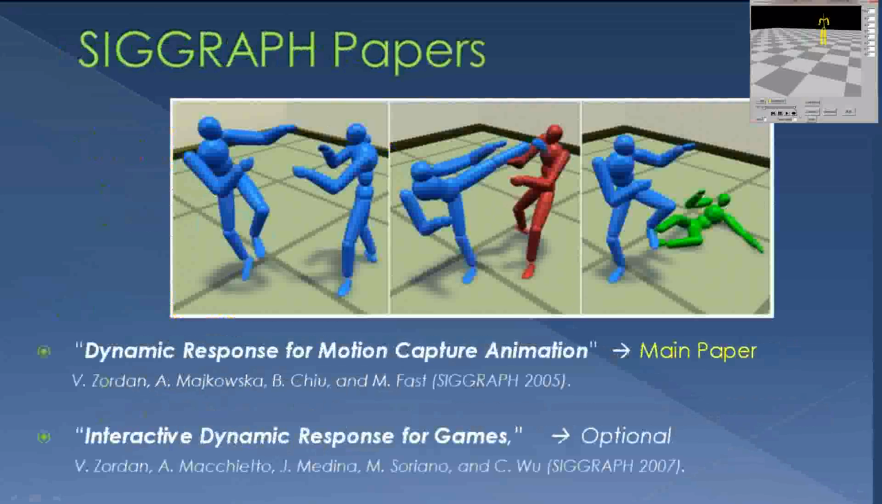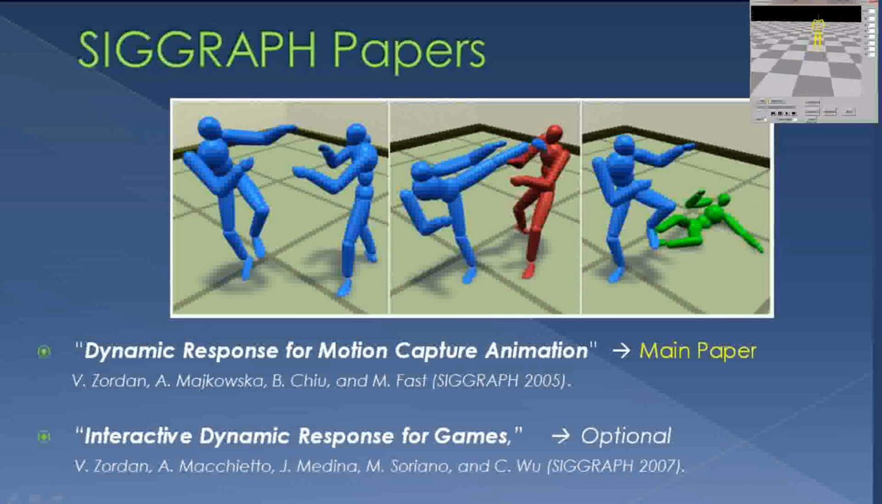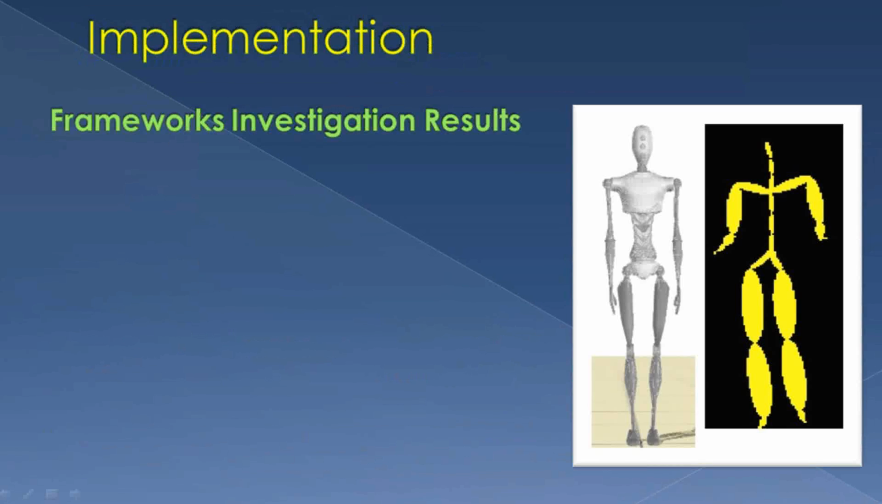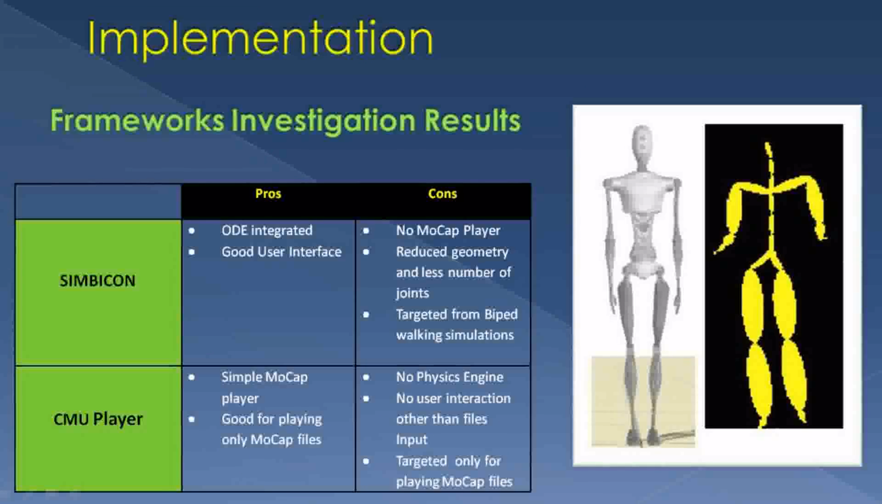The main paper which we have chosen for implementing the approach is Dynamic Response for Motion Capture Animation. This is a SIGGRAPH paper. We spent time investigating a proper base framework on top of which we can build a method and implement all the functions required. Here are some of the investigation details, and some of the pros and cons are listed as you can see.